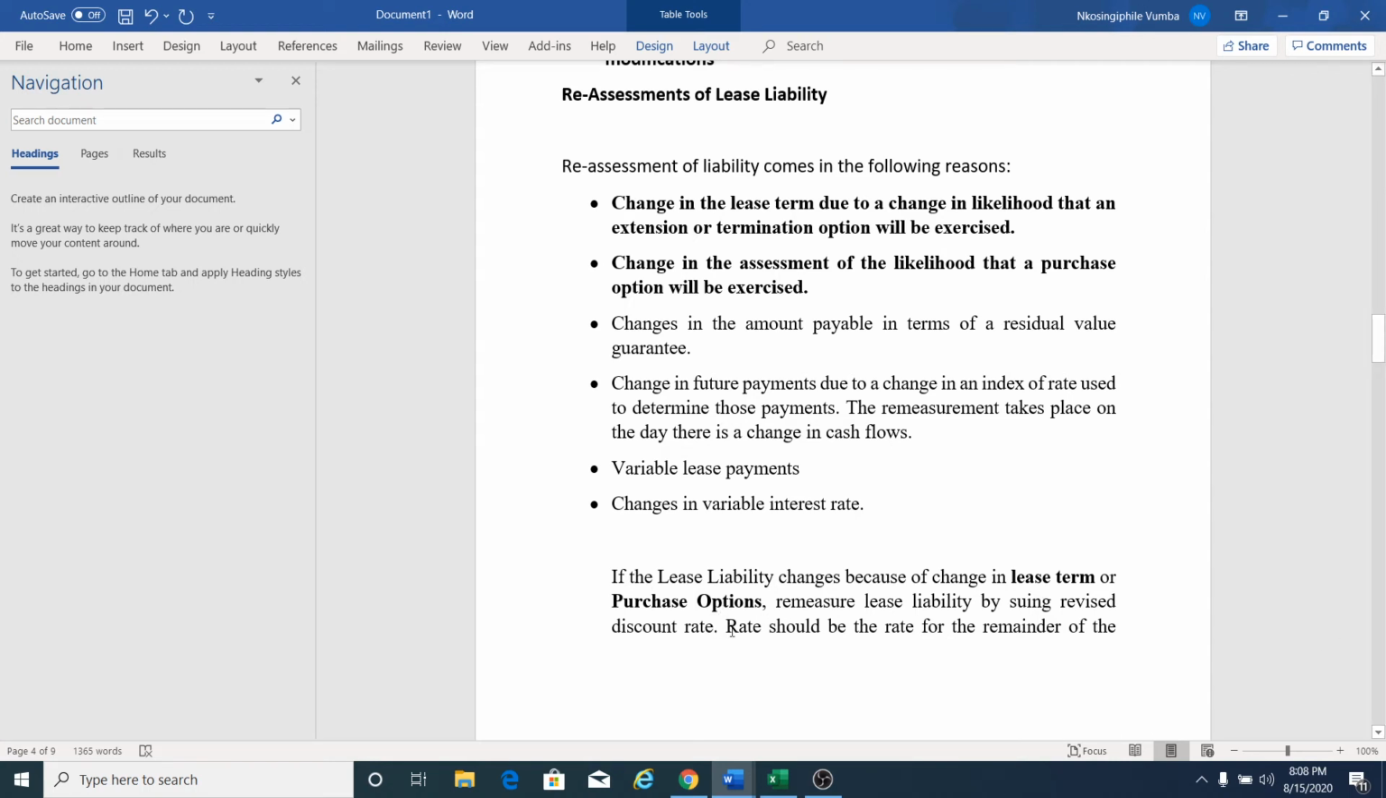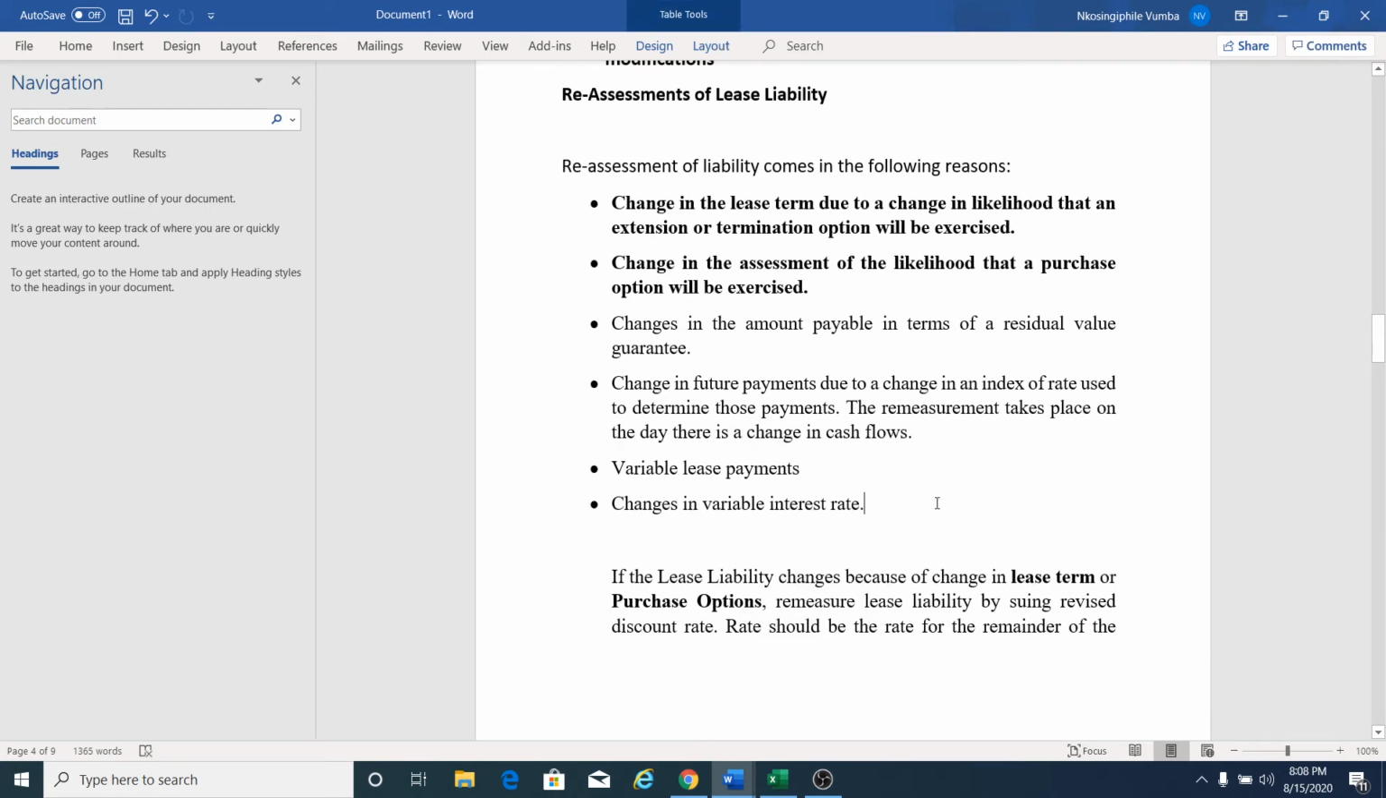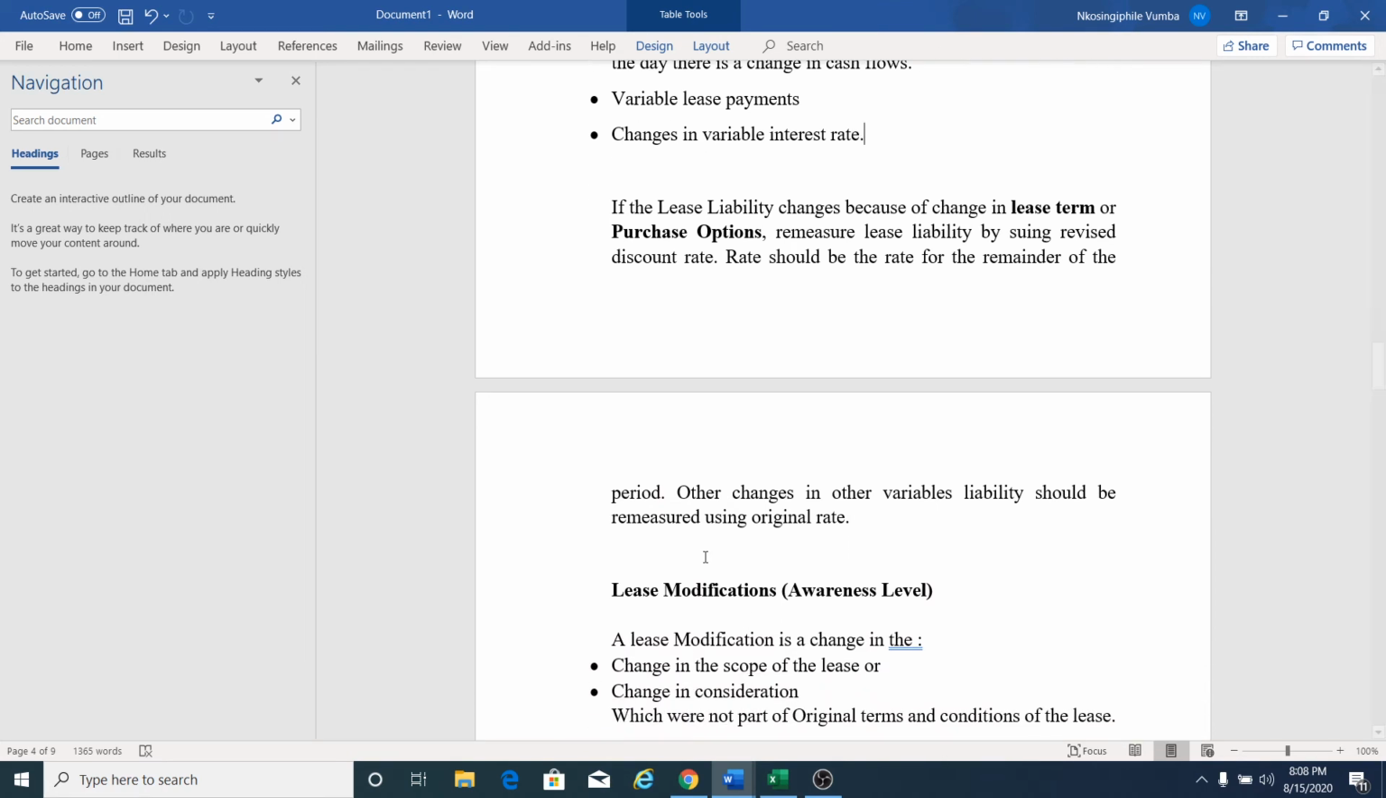Okay, if it changes for any other thing except the lease term or purchase option, you need to use the original interest rate. You should know that the rate should actually be the rate for the remainder of the period. I've already explained this, that other changes in other variables in the liability should be remeasured using the original rate. So that is the reassessment of lease liabilities.